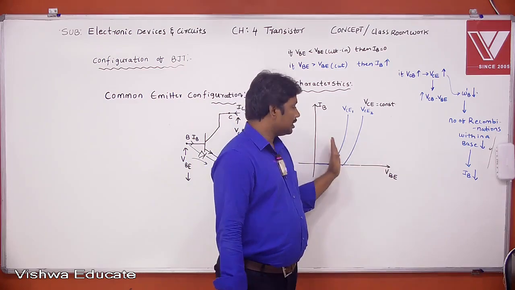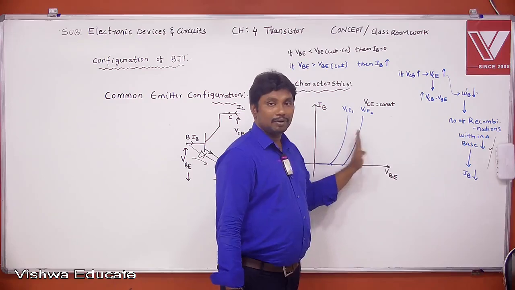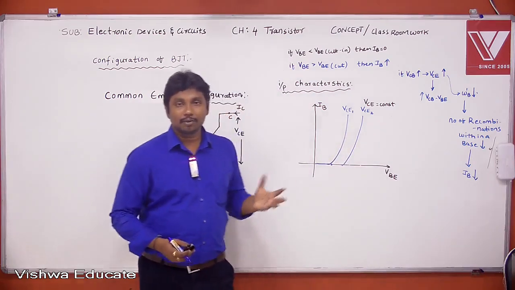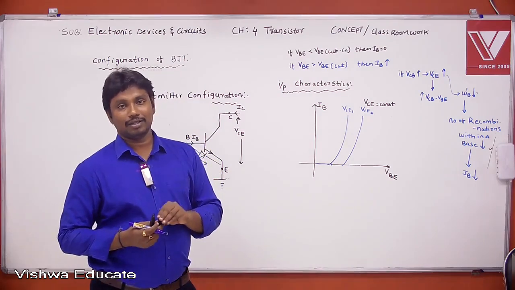And one more point, see, if the VC increases, the input characteristics move towards the right side. Towards the right side means in this way. If the VC increases, it will move towards the right side, right? This is about the input characteristics of common emitter configuration, right?